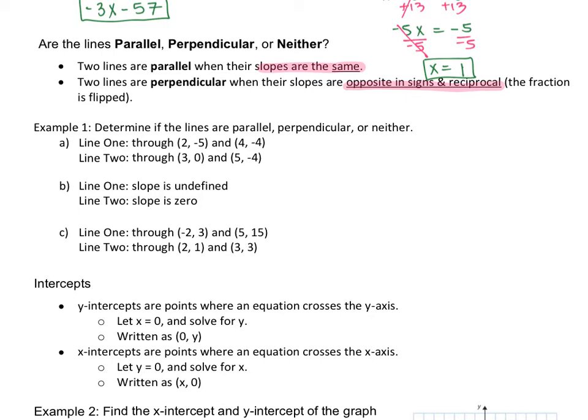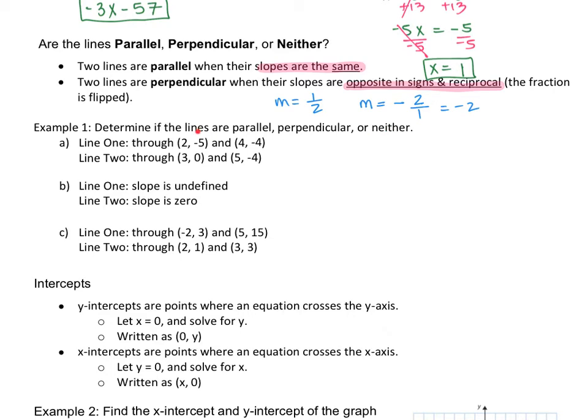And so what that means is if your slope was 1 over 2, okay, that means the slope that's perpendicular to it needs to be the opposite sign, so in this case negative, and needs to be flipped. So this would have been 2 over 1, or in this case -2 if you were to reduce. So perpendiculars are basically you flip the fraction and you make them opposite signs of each other.